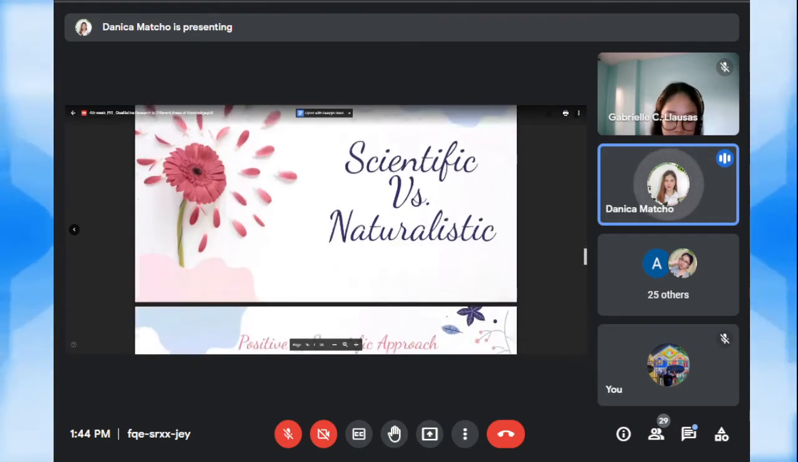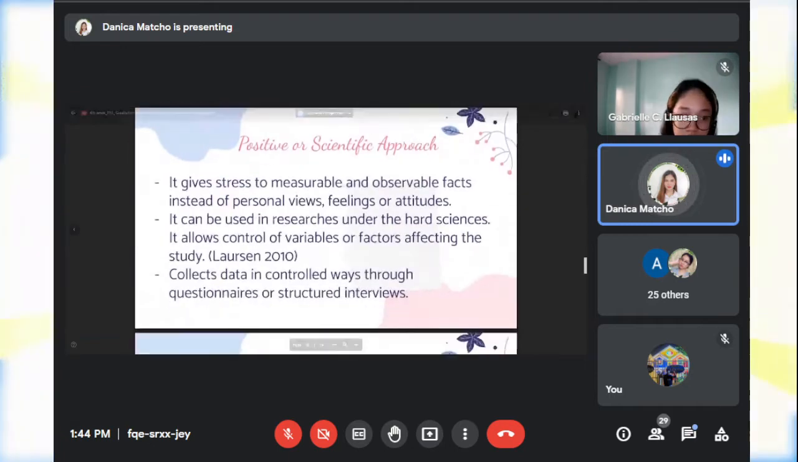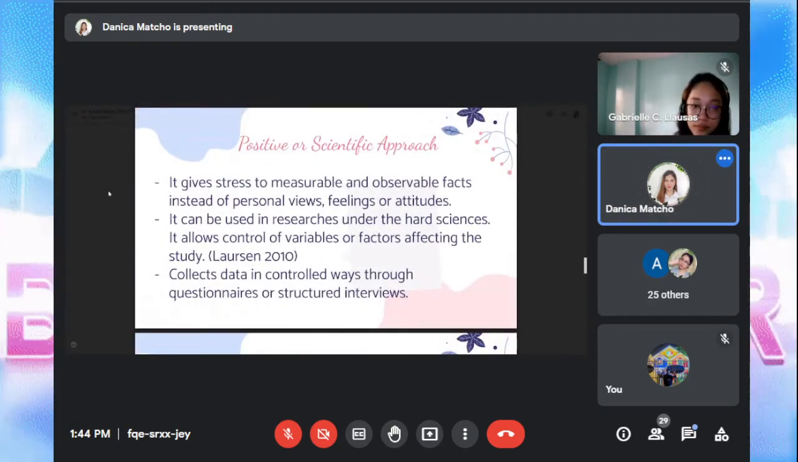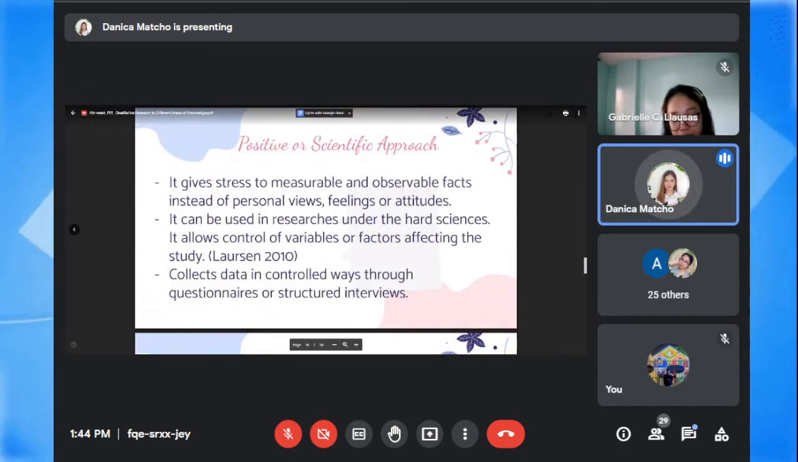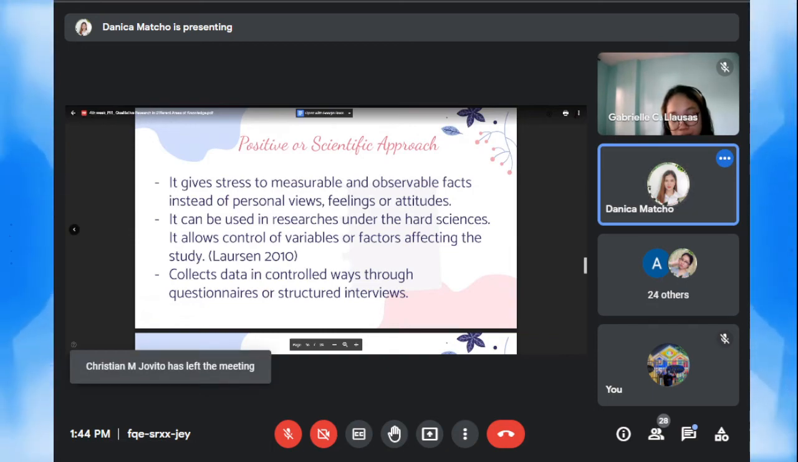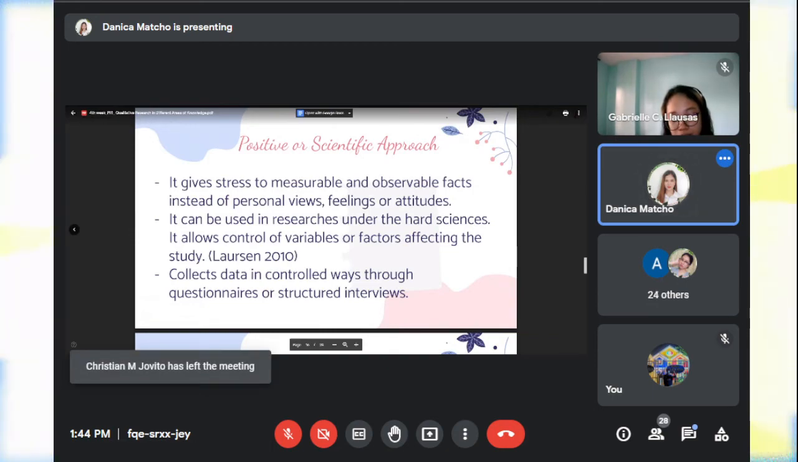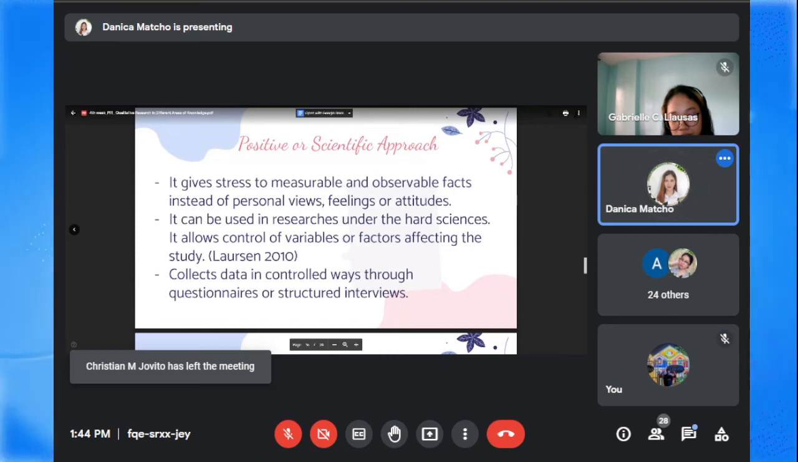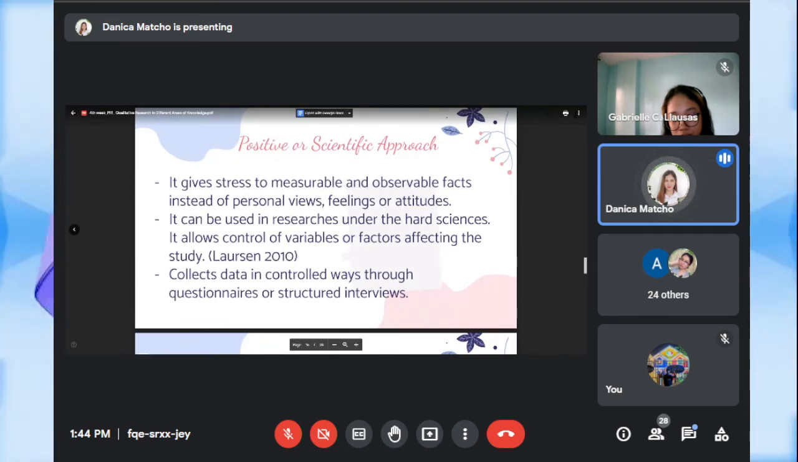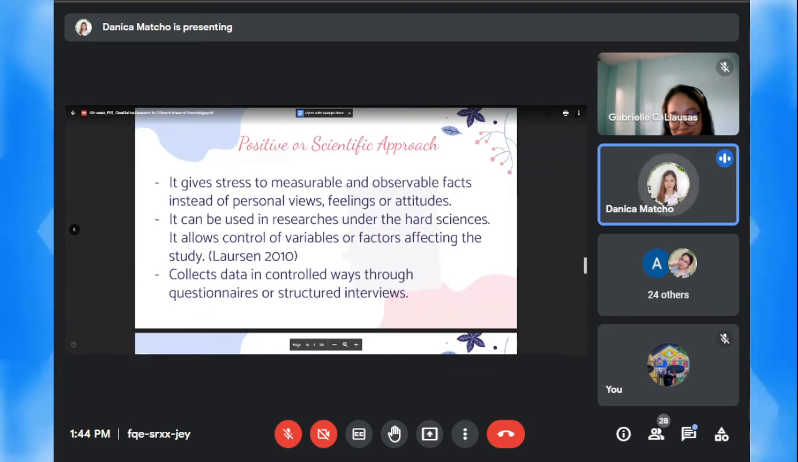Okay, so scientific versus naturalistic. So let us discuss what is positive or scientific approach. So who would like to read? Anyone? Ang tatamad nyo magbasa ha. Francine, can you please read?